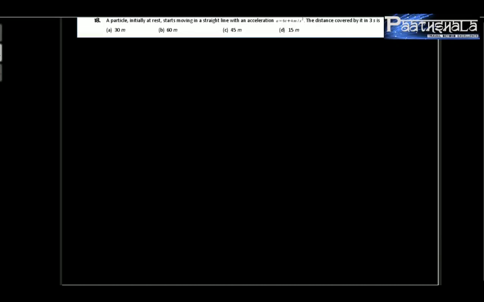A particle initially at rest starts moving in a straight line with acceleration a equal to 6t plus 4 meters per second square. So acceleration is equal to 6t plus 4. Velocity is going to be equal to, the particle is initially at rest, so at t equal to 0, v equal to 0 has been given. That is given because we need to insert that condition.